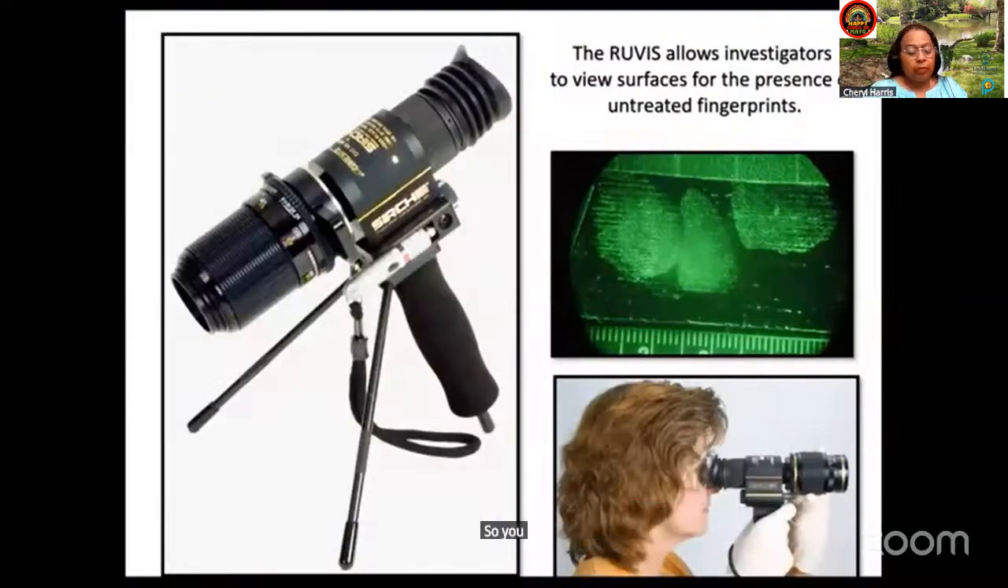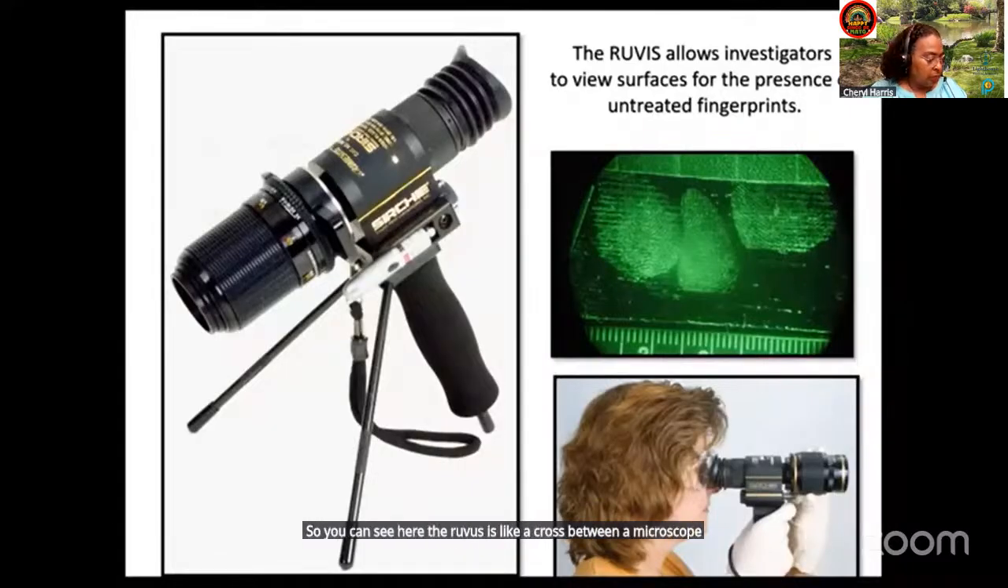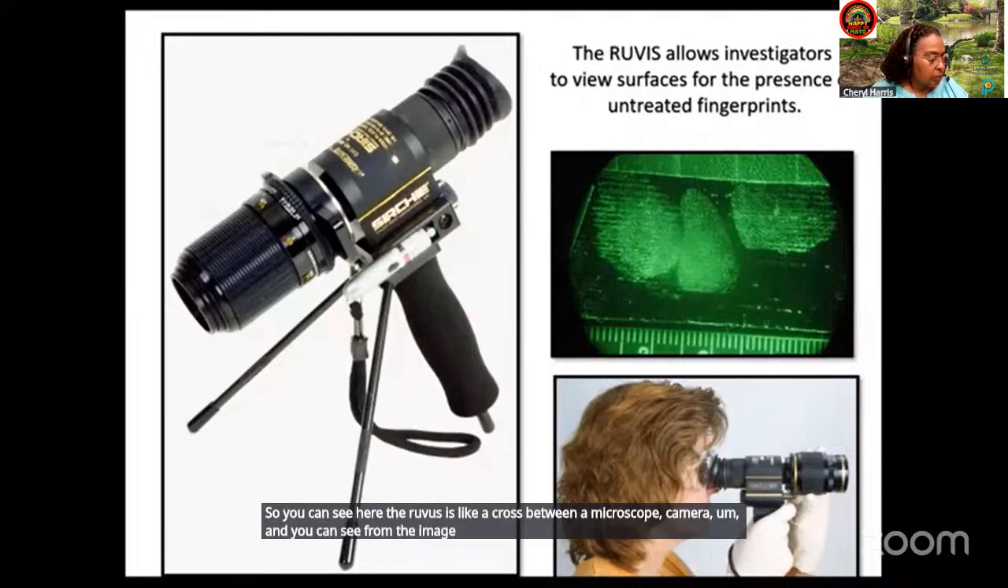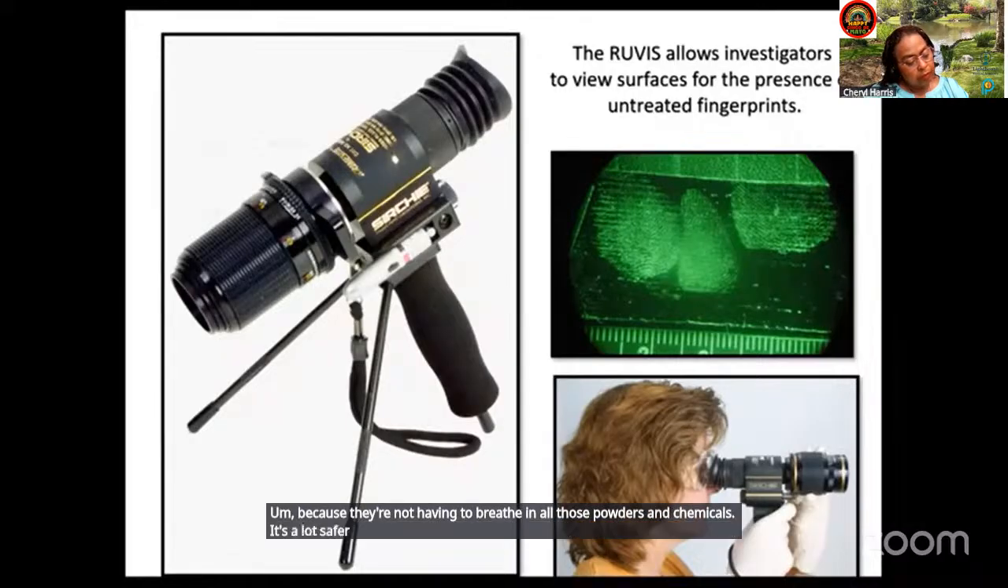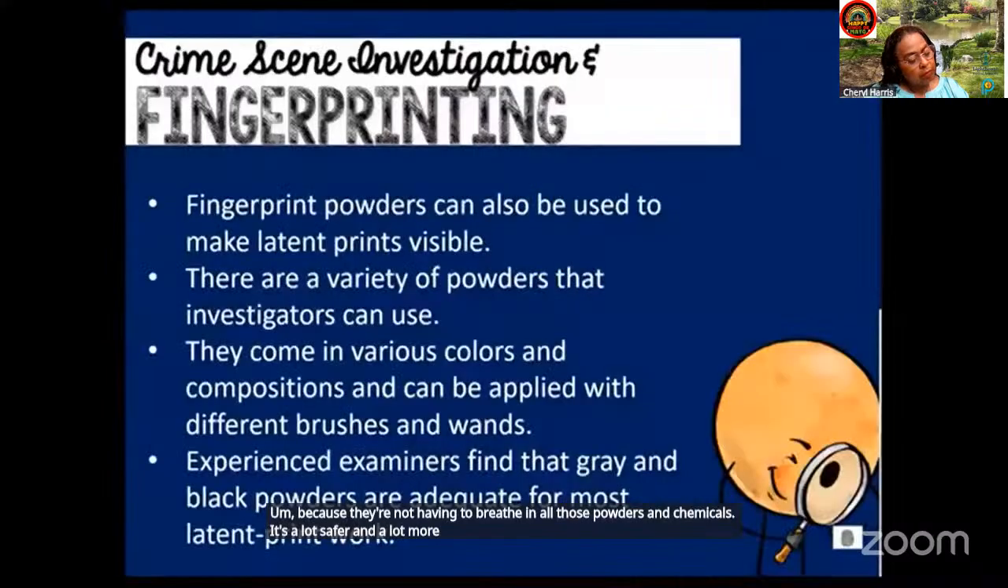So you can see here the RUVIS is like a cross between a microscope and a camera, and you can see from the image on the right, it produces an ultraviolet capture of the fingerprint. This is a newer technology that helps investigators because they're not having to breathe in all those powders and chemicals. It's a lot safer and a lot more effective.